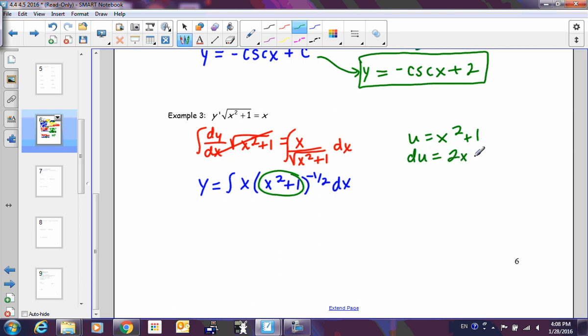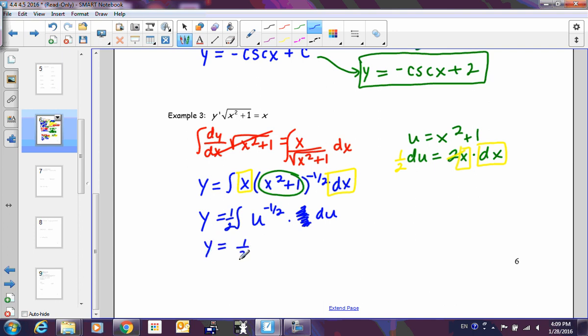Du would be 2x times dx. And if you notice in the problem, there's an x, and there's a dx, and there's an x, and there's a dx. Divide over that 2. So we have y equals the integral of u to the negative 1/2, and then in place of x and dx, I'm going to put in a 1/2 du. The 1/2 is clearly going to go to the front. And some of you I know are probably already writing it like that each time.